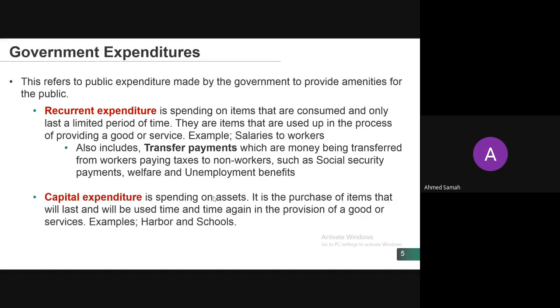Then there is capital expenditure. This is basically spending on fixed assets by the government. It is the purchase of items that will last and will be used time and time again in the provision of goods or services. For example, the government building schools, hospitals, bridges, let's say the Hulhumale project. So that is capital expenditure in the end, because it lasts for a long time and can be used time and time again. Currently recurrent expenditure is quite high, that's why the government is having to face a lot of difficulties.